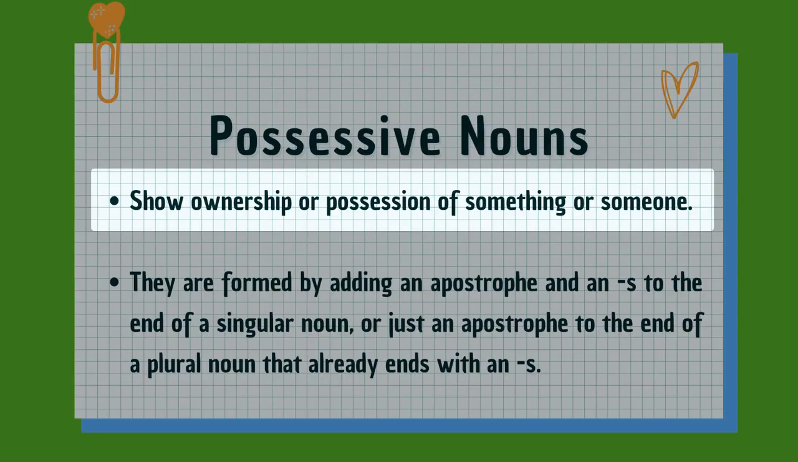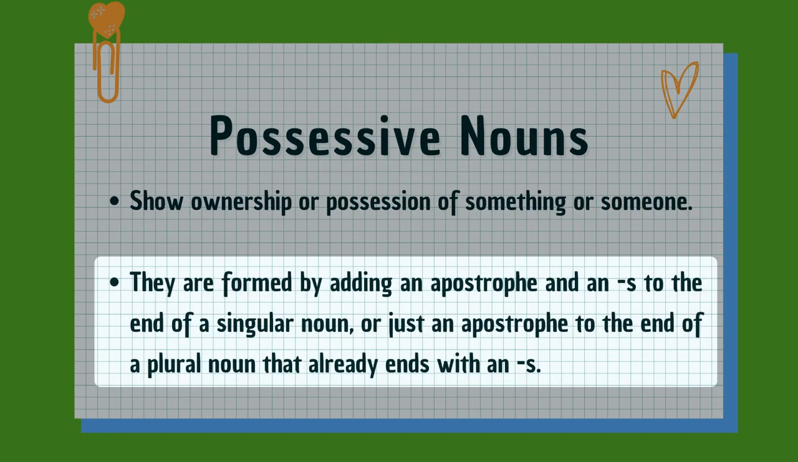Possessive nouns are nouns that show ownership or possession of something or someone. They are formed by adding an apostrophe and an s to the end of a singular noun, or just an apostrophe to the end of a plural noun that already ends with an s. They can also be formed by using the preposition of with a noun or a pronoun.